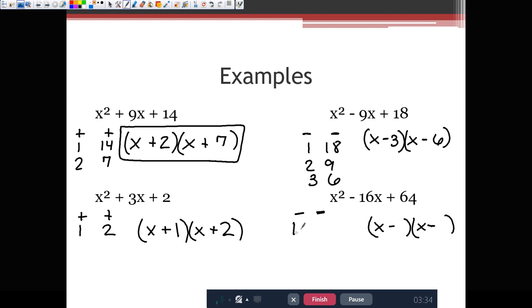Okay, so 1 times 64 is 64, but that doesn't add to 16. 2 times 32 is 64, but that doesn't add to 16. 4 times 16 is 64, but it doesn't add to 16. 8 times 8 is 64. Does negative 8 plus negative 8 equal negative 16? Yes. And so these are exactly the same. So how do I write this? x minus 8 squared. That's our special case that we learned the other day.